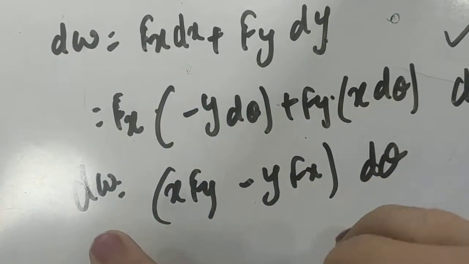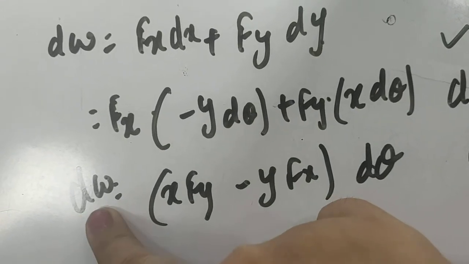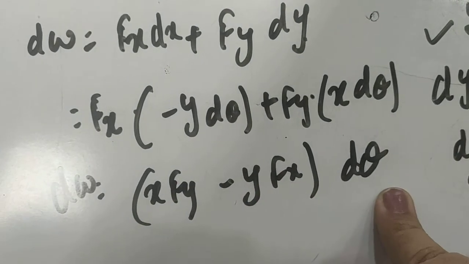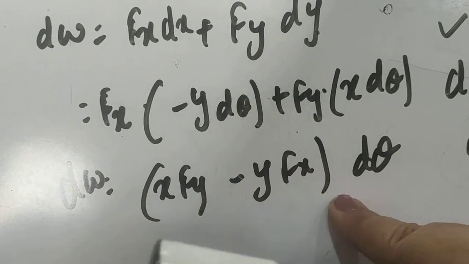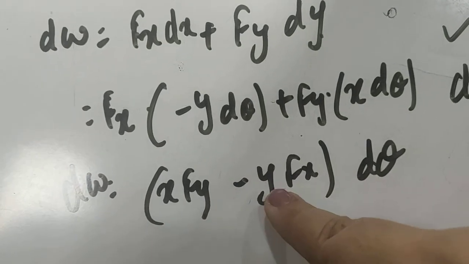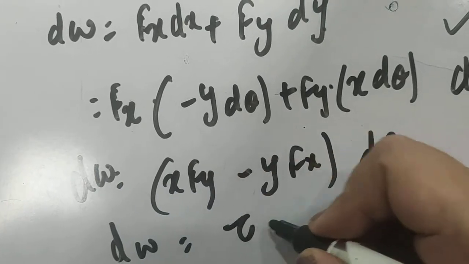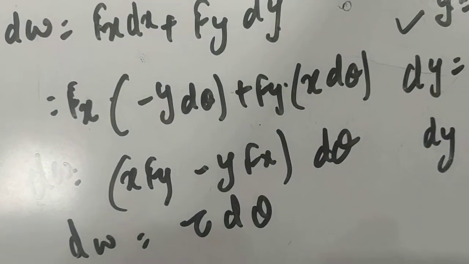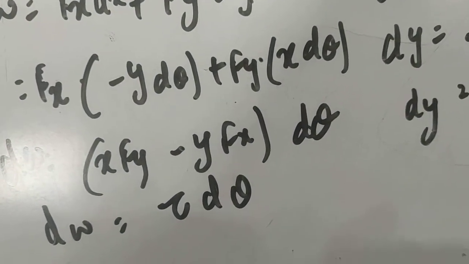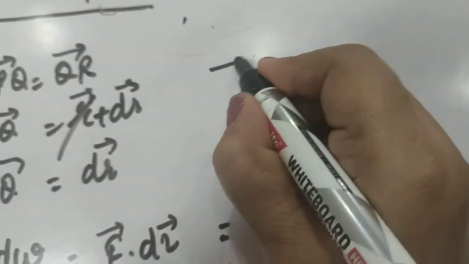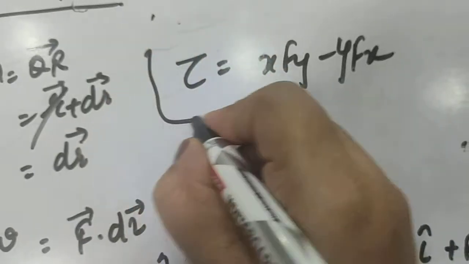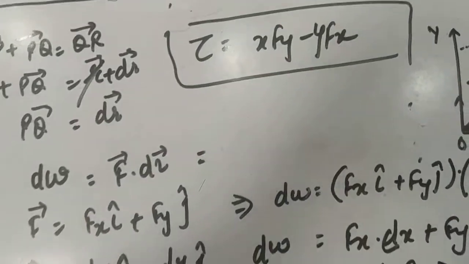Now if you compare this with work done for a small angular displacement, then this should be the analogue of force, that is torque. So we can write dW is equal to torque into d theta. Hence we get the expression of torque, which is torque is equal to x fy minus y fx. So this is the expression for torque.